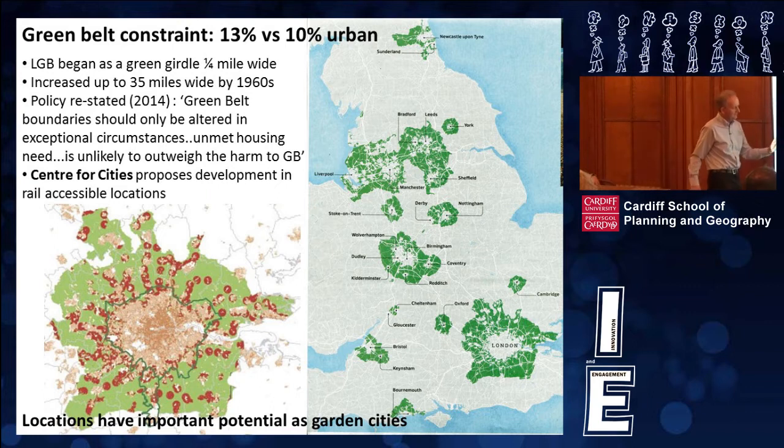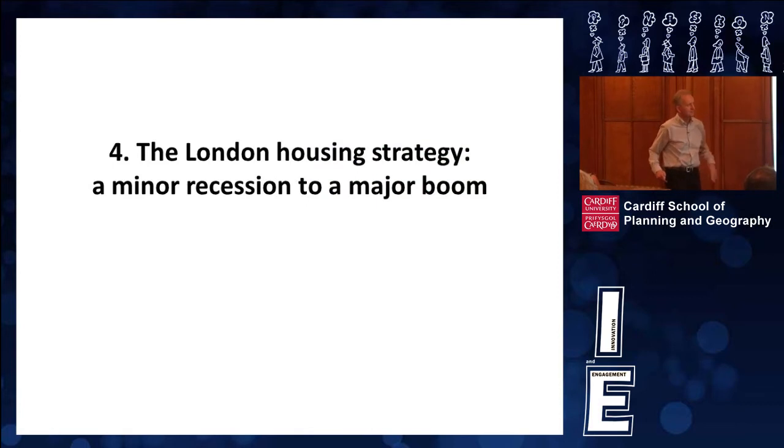This is the Centre for Cities proposal for Greenbelt locations related to transit, etc. So the sacred cow of Greenbelt really is one of those things that really needs to be addressed. The London Housing Strategy.